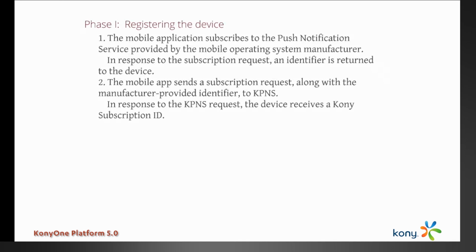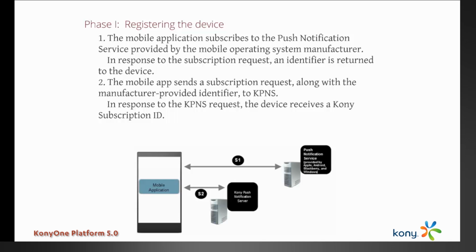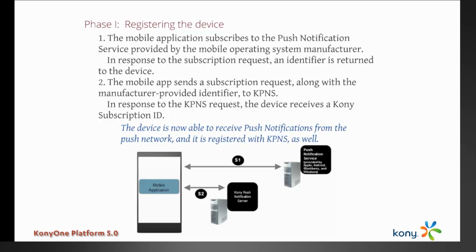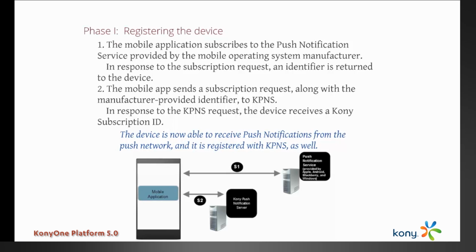Phase 1, registering the device. Receiving push notifications is a two-phase process. In the first phase, the device must be registered with the push network and KPNS. Step 1 is for the mobile app to subscribe to the manufacturer's push notification service. Upon successful registration, the push provider returns an identification token to the device. Next, the mobile app sends a subscription request to KPNS along with the token it just received. KPNS returns with a subscription ID. The device is now able to receive push notifications.